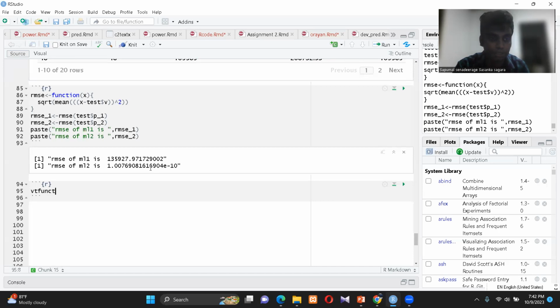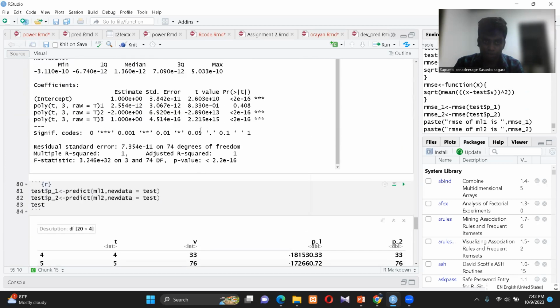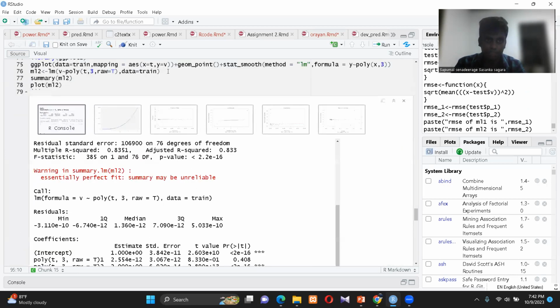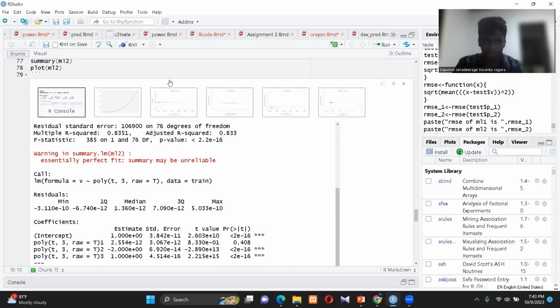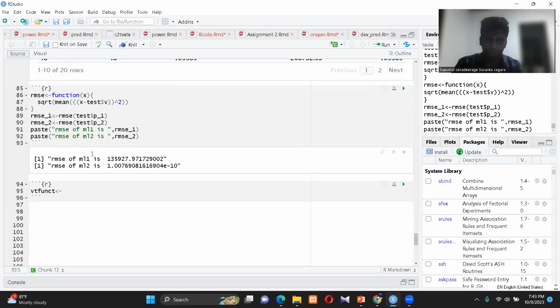VT function. Let me call it VT function. Actually, we could add ggtitle, right? And xlab and ylab as well, but I did not try to add them because it would take too much time. I just wanted to pay attention to these computations and how we handle them. When you do that, yes, you can add ggtitle.